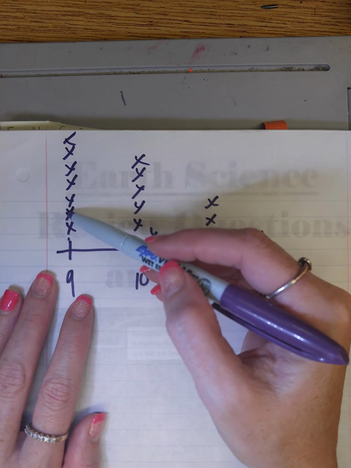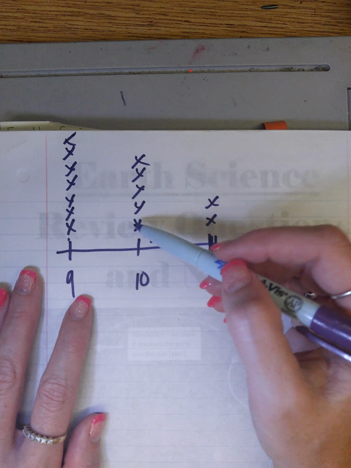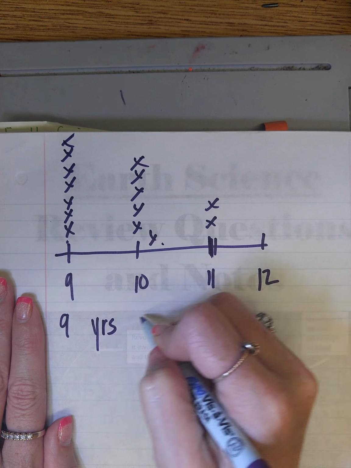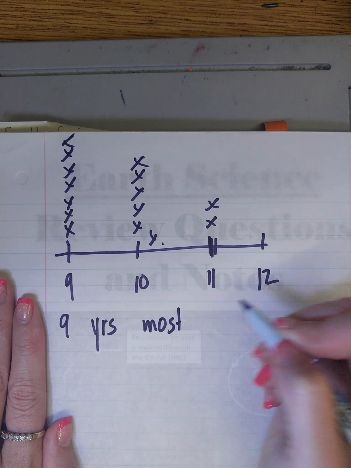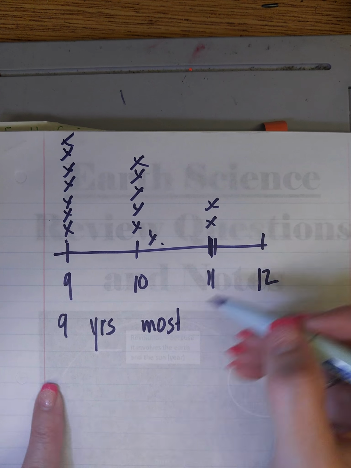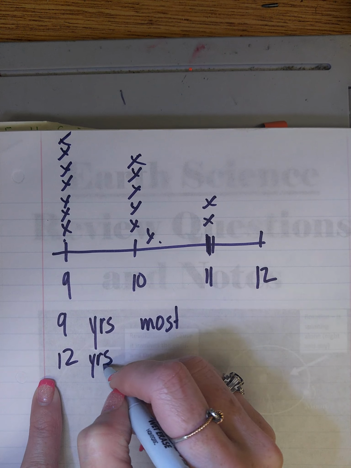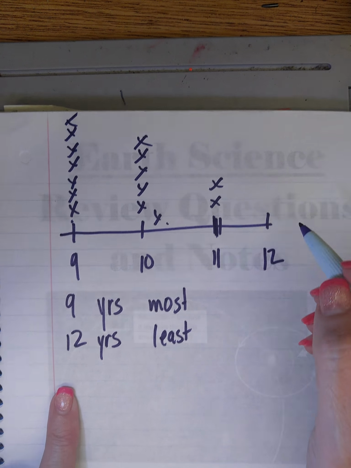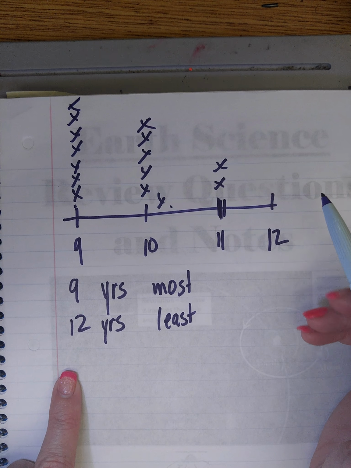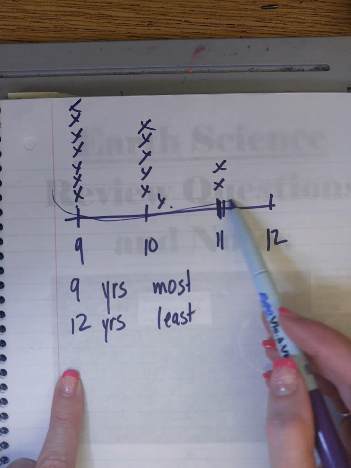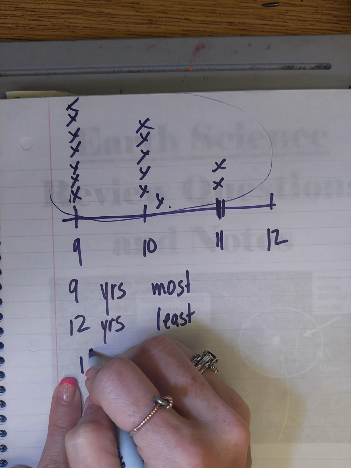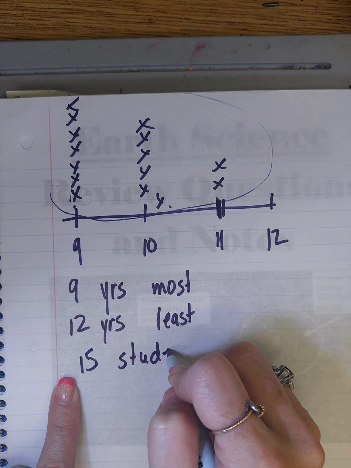I would count the number of X's. 1, 2, 3, 4, 5, 6, 7. 1, 2, 3, 4, 5, 6. So 9 years occurs most often. Which occurs least often? Well, that would be 12. 12 years occurs least often. You have to be able to interpret the data on the chart. They may ask how many students were in the class. That's when I would count all my X's. So that's 7, 6, that's 13, 14, 15 students in the classroom.